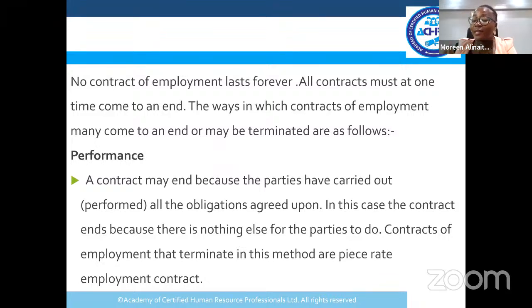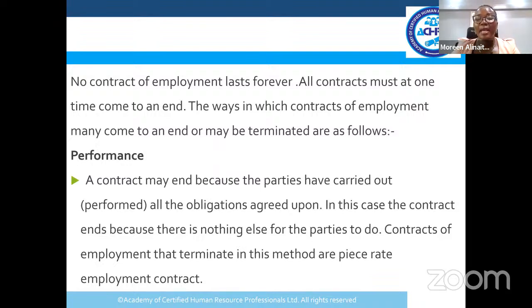All contracts at one time must come to an end. It's important because there are some people who just want to work and work and work, and then when you tell them the work is over, they don't want to go. And then there's a problem. All contracts come to an end at some point.